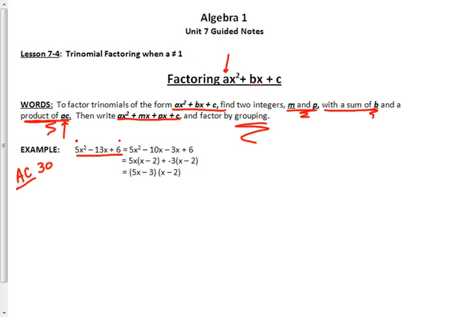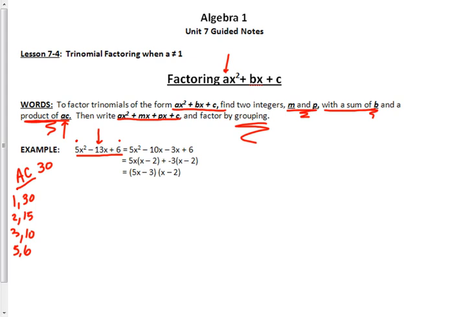After I do that, I like to go ahead and figure out my m and my p. My m and p, when added together, are going to give me that b value. Well, if you look, the b value is negative 13. So what I do next is list off a bunch of those factors: 1 and 30, 2 and 15, 3 and 10, and 5 and 6.